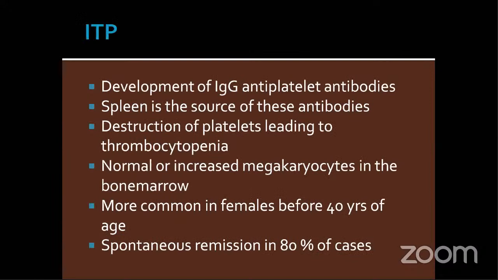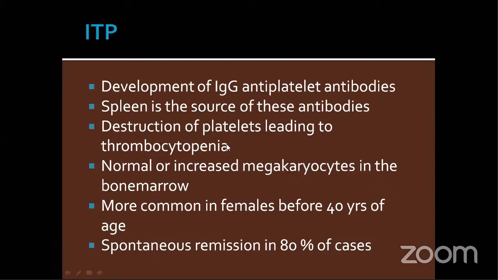Coming to the hematological disorders, so usually they'll be dealt with in medicine, but how relevant is it in surgical patients? I'll very quickly go through. It is development of IgG antiplatelet antibodies leading to thrombocytopenia. The spleen is the common source of these antibodies. So why are we removing the spleen? It is because of this reason, because the spleen is producing these antibodies and causing thrombocytopenia.